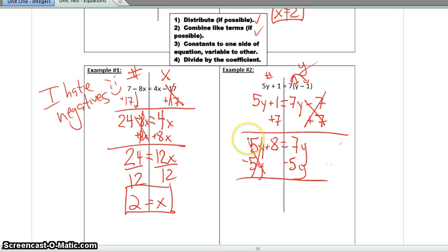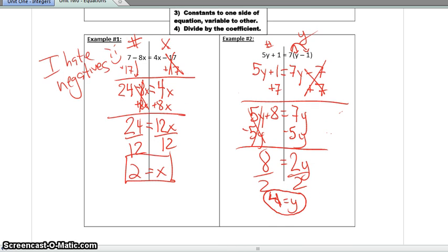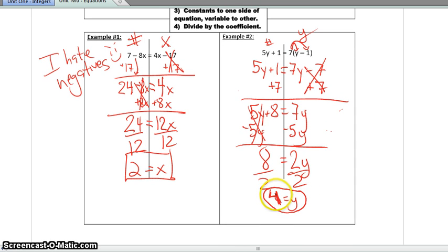Great. 8 equals 2y. Final step. You got it. Divide by the coefficient, which is 2. I have a little difficulty writing 4. Mark off points for my sloppiness a little bit there. Sorry about that. That is 4 equals 1.